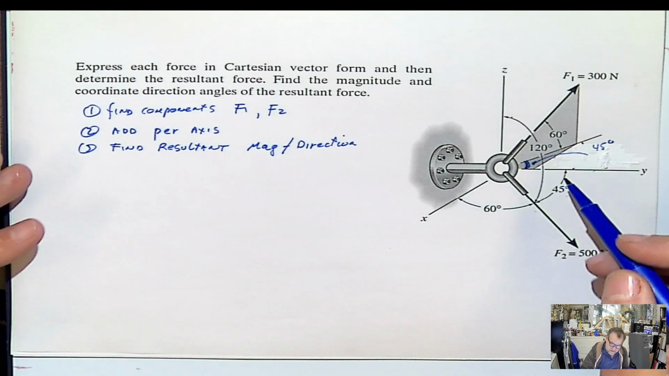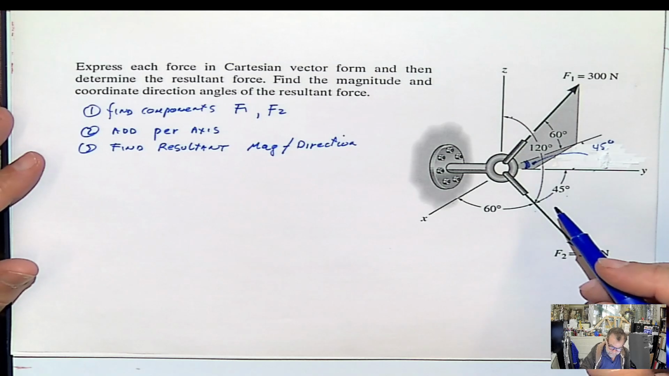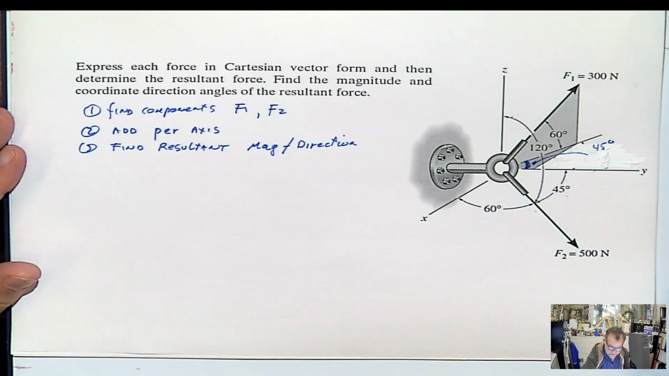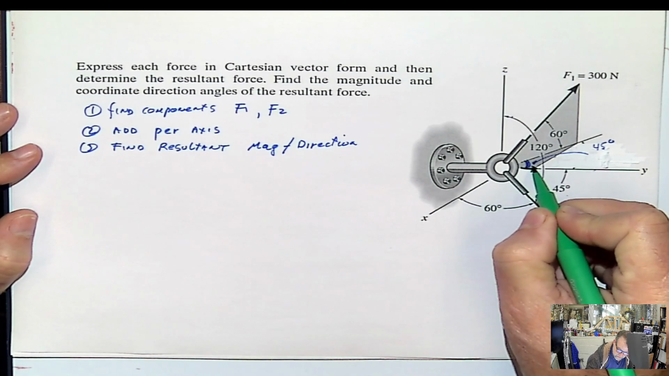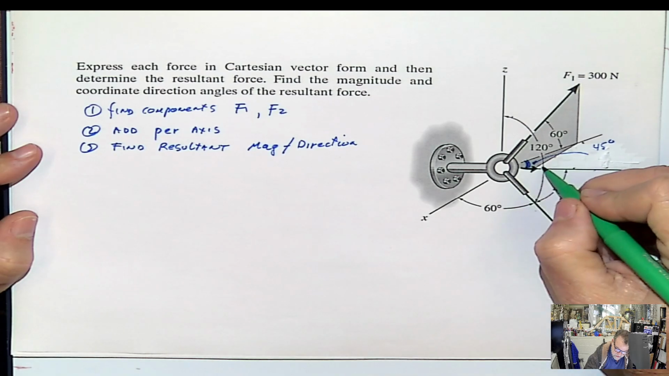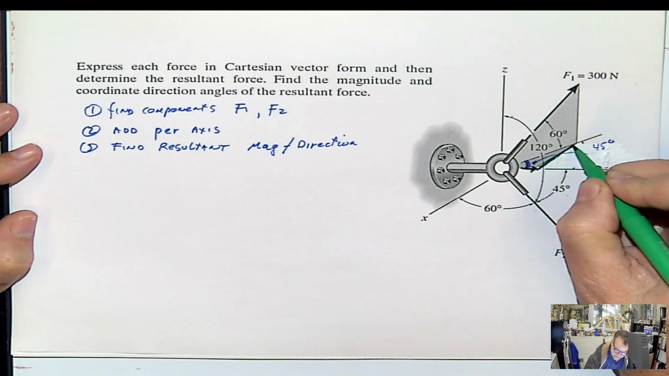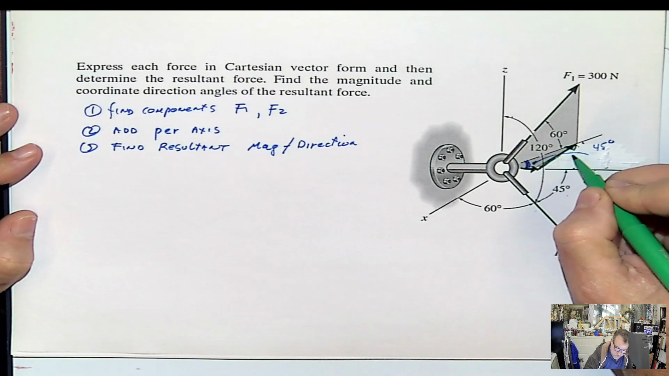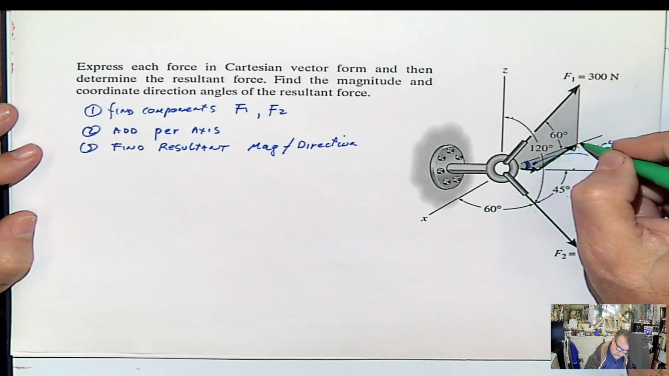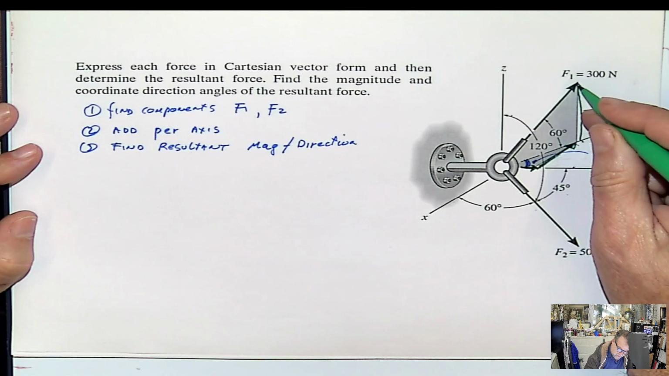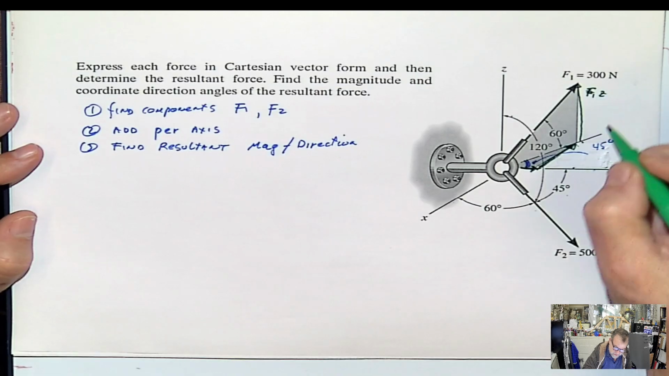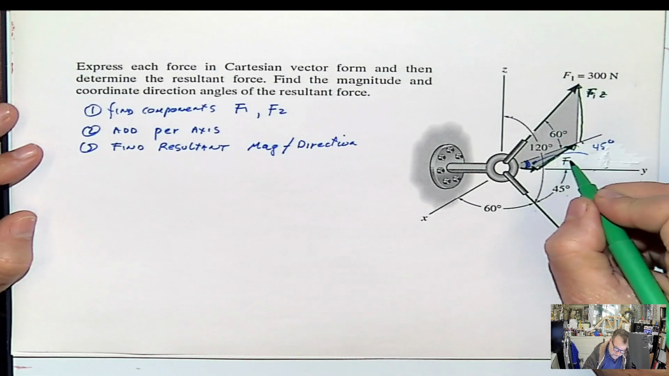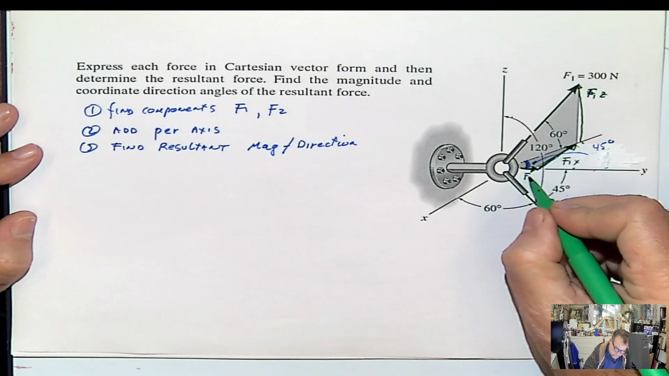So if I want to find the components for force one, I need this component that will be in the y direction. I need this component that will go in the x direction, and I need this component that will go in the z direction. So this will be F1z, this will be F1x, and this will be F1y.